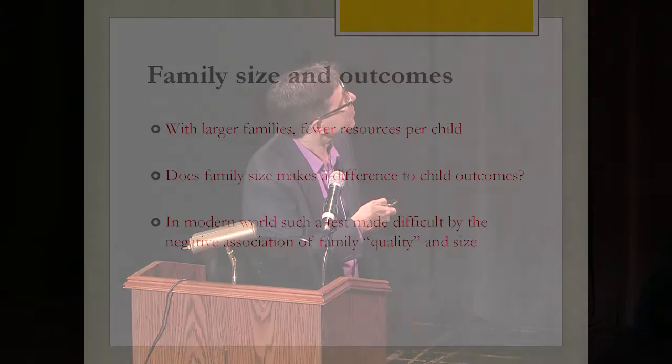And then the thing I wanted to talk about just briefly today is that family size should not be a significant predictor of outcomes. Because even though family size has a significant influence on the resources that are available for children, if this really is largely a genetic process, then family size should actually not make a difference. And so that's what I want to talk about.